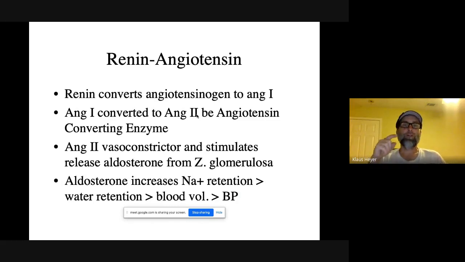Because remember, water follows solutes. Examples of solutes are sodium. I just forgot the other word. It's like a very simple word too. Things like sugar, albumin. That's what I was trying to think of. Those are solutes that water follows around, right? So in this case, we're talking about sodium. If you keep sodium, you're going to keep water in your body. If you keep water in your body, you're going to maintain the amount of blood that you have, right? The amount of water in your body is directly related to the amount of blood that you have. And the more blood you have, the higher you can get the pressure, right?